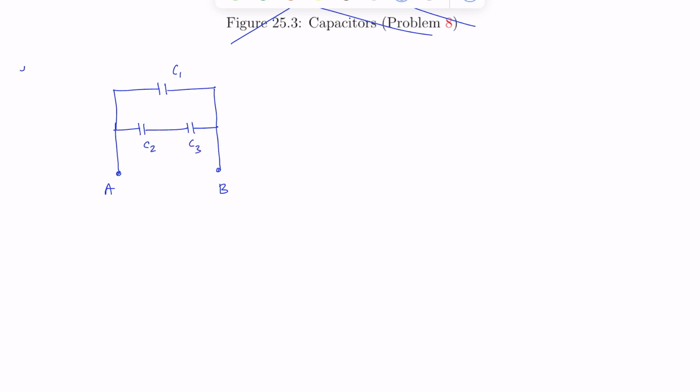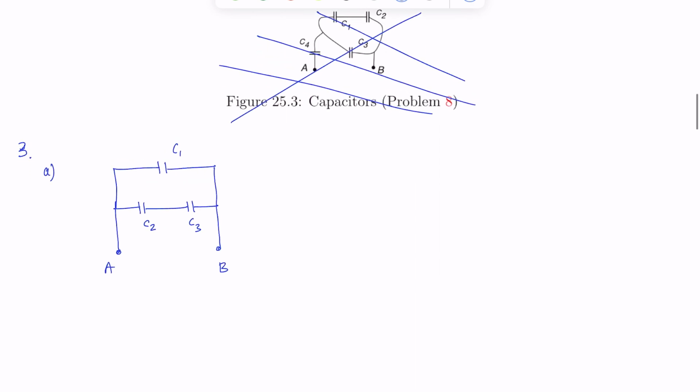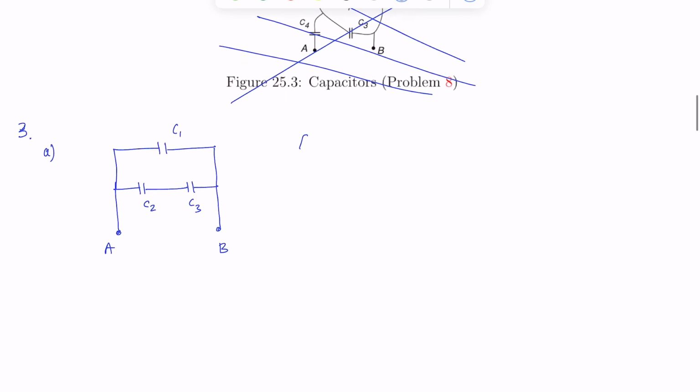So I'm solving question 3 and looking for part A. C1, C2 and C3, and we need to find the equivalent capacitance first. So the very first thing I see is C2 and C3 are in series, right?